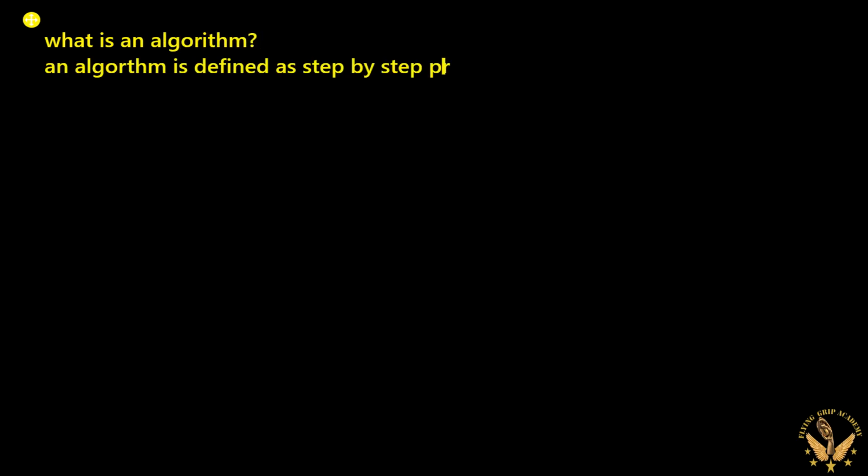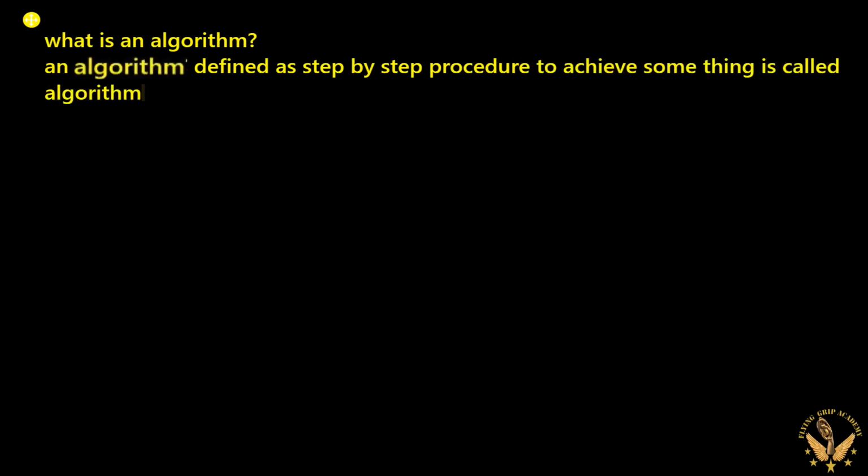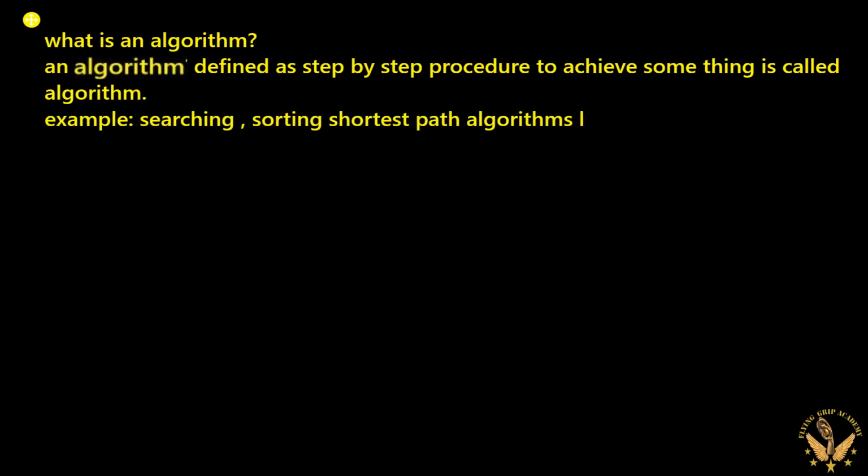Hi everyone, let us discuss what is an algorithm. An algorithm can be defined as a step-by-step procedure to achieve something. For example, searching, sorting, and shortest path algorithms like Google Maps.